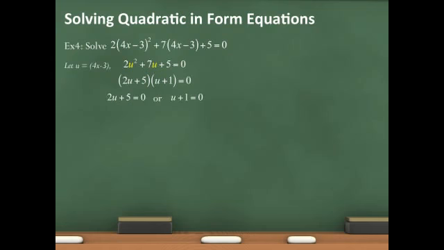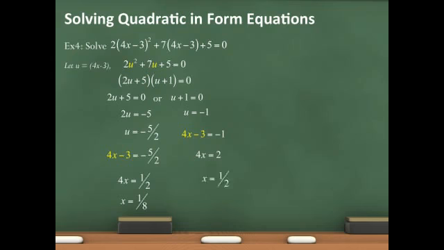We next set each binomial equal to 0 and solve for u. Solving the first binomial for u gives us negative 5 over 2. Solving the second binomial for u gives us negative 1. Now we are ready to replace u with the original variable expression 4x minus 3. Solving the first equation for x gives us 1 over 8. Solving the second equation for x gives us 1/2. Again, you want to do step 5 and check your solutions. In this case, both solutions check.